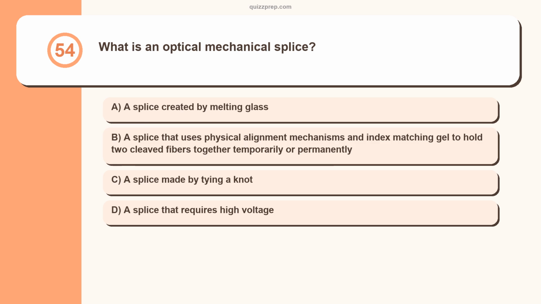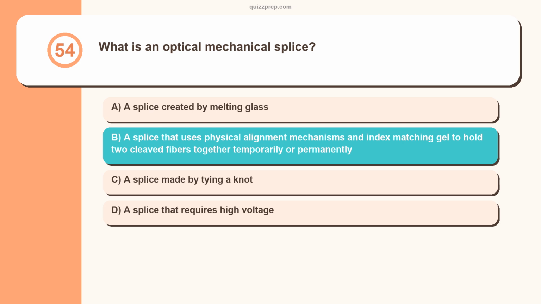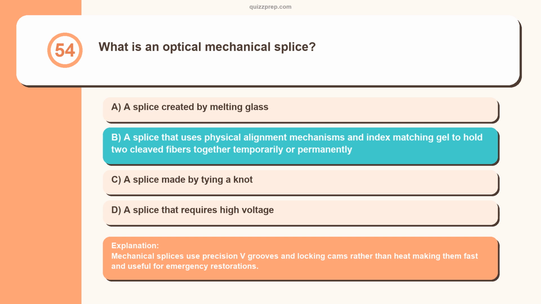Question 54. What is an optical mechanical splice? A splice created by melting glass. A splice that uses physical alignment mechanisms and index matching gel to hold two cleaved fibers together temporarily or permanently. A splice made by tying a knot. A splice that requires high voltage. Mechanical splices use precision V-grooves and locking cams rather than heat, making them fast and useful for emergency restorations.